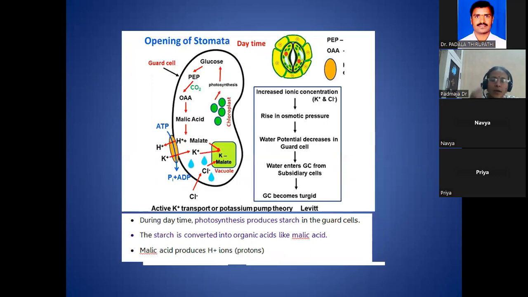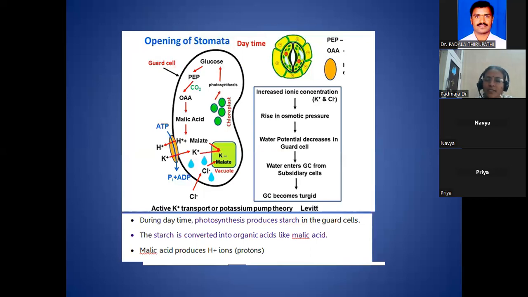So during daytime, what happens here? Here we are seeing the structure of the stomata and the processes taking place in the guard cells. The stomata is opened. First, the stomata will be opened when the guard cells become turgid, when water enters into the guard cells.